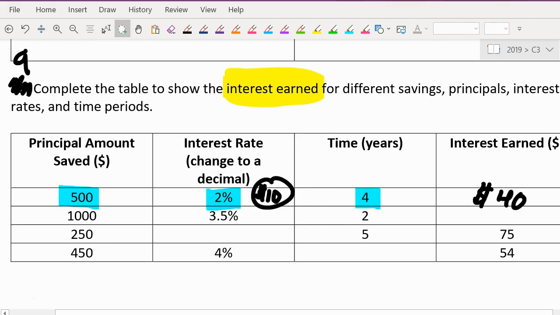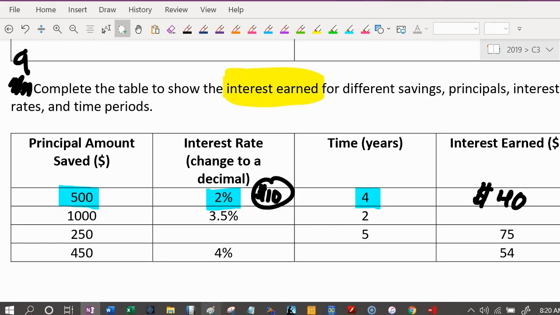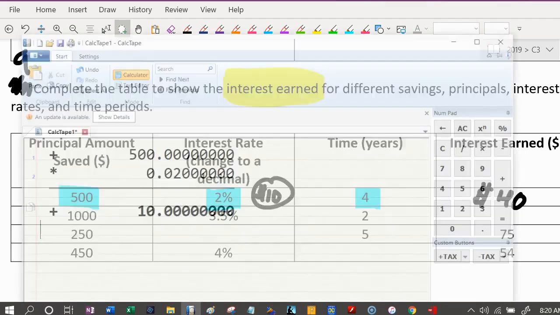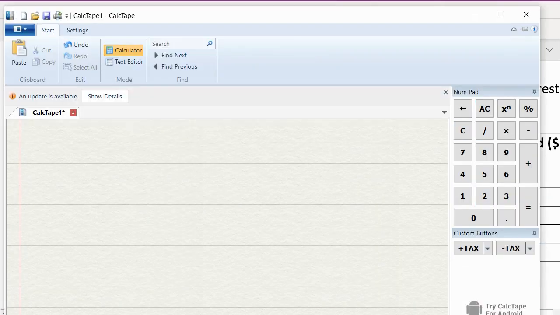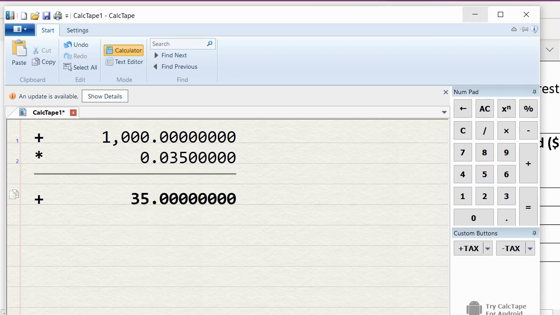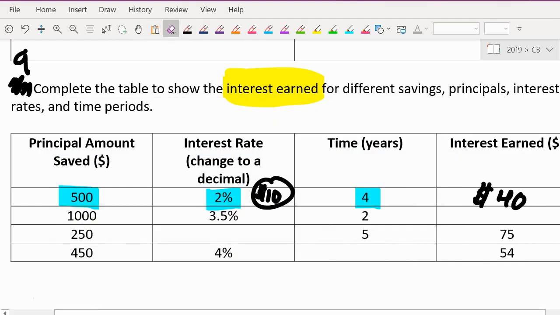Okay. $1,000, 3.5%. So that one I could do in my head, but we'll do it on the calculator just for fun. Okay, times what? Times 0.03 for 3%, but it's a half. 0.035. So that's 35 bucks. Okay, so for 1 year, it's 35 bucks, and it's 2 years, so how much? 70 bucks.